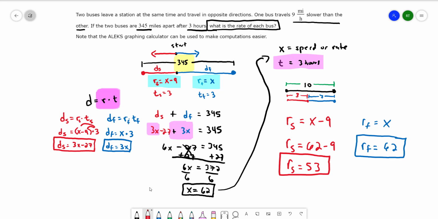So as you can see, this takes a lot of work, so be very patient with yourself and take your time when you're setting up your diagrams, because that is the most time consuming part of this problem.